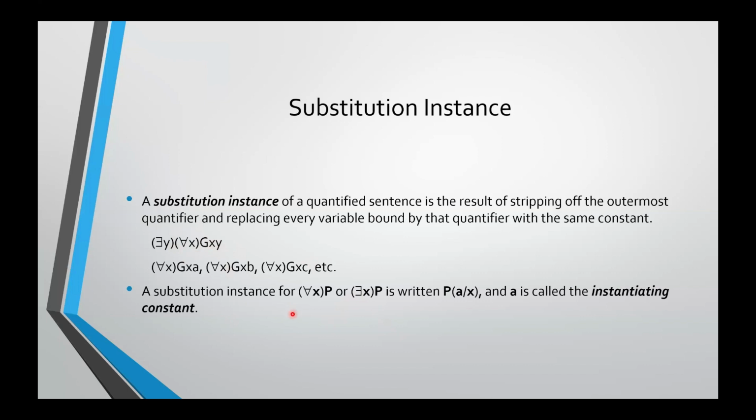The way that you write a substitution instance is like this, and the constant is referred to as the instantiating constant. This is something that gets very important when we start doing derivations for predicate logic, because we need the notion of a substitution instance to define the rules that we're going to use in the derivation system.